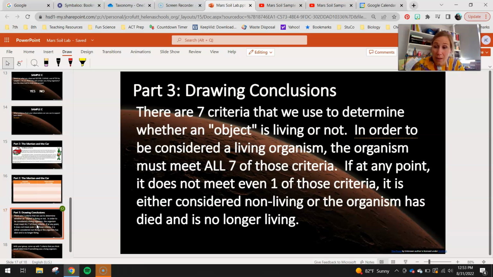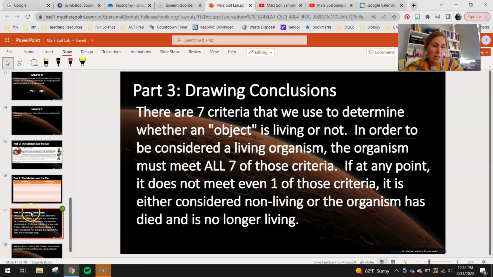Drawing conclusions. I'm going to start by saying do not Google these. I don't want to know what the internet knows. I want to know what you know, and I'm going to give you the right answer. So I just want to test to see how well you guys do, and I know you can do this. There are 7 criteria that we use to determine whether an object is living or not. In order to be considered a living organism, the organism must meet 7 criteria. And it's got to meet all 7 of those criteria. If at any point it does not meet even one of those criteria, it is either considered non-living, or maybe it was something that was living and now died because it failed to meet one of those criteria.